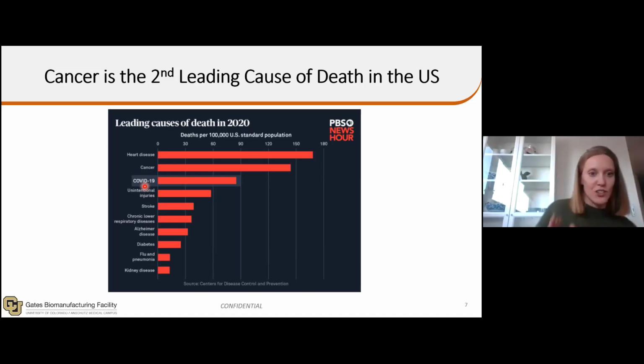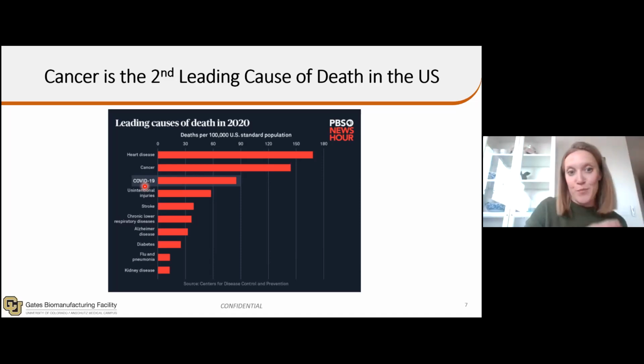COVID certainly is shocking and awful in its own way and came from 0 to this astronomical number. But I just wanted to highlight that even with these different therapies, these different modalities, cancer is still the number 2 cause of death in the US. So there still is a long way to go in terms of getting these rates down and finding cures for cancer.